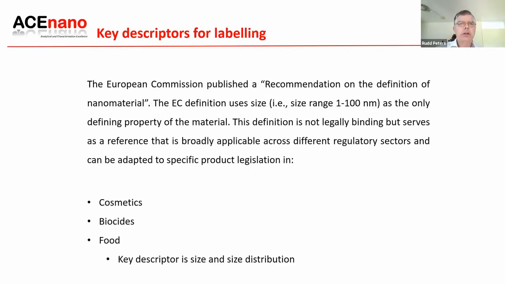Then we have one more, that is labeling, and that has to do with the fact that there are still uncertainties in the application of nanomaterials, and therefore appropriate consumer product labeling is necessary to identify ingredients in nanoparticle form and to inform consumers of their presence in final products. Well, the European Commission has published a recommendation on the definition of a nanomaterial, and the EC definition uses size as the only defining property. And so for this, we have the key descriptor size and size distribution, and it can be for cosmetics, it can be for biocides, or it can be for food.